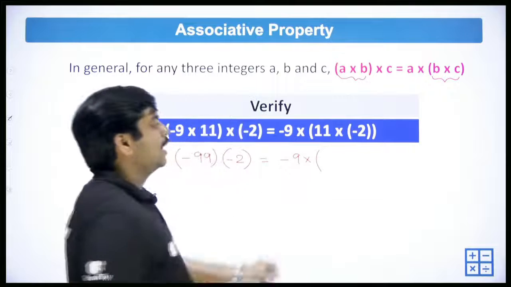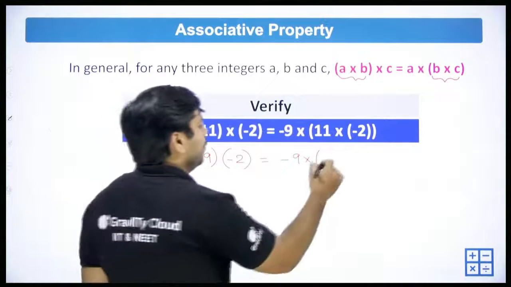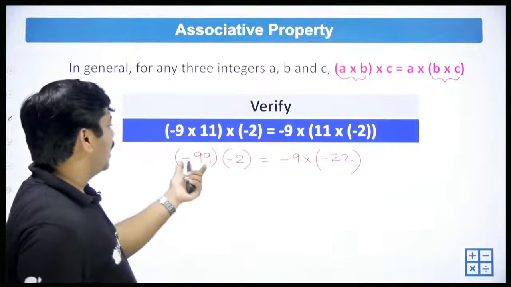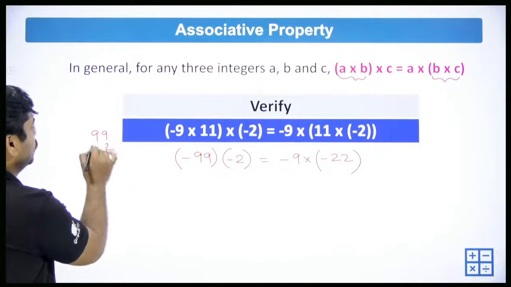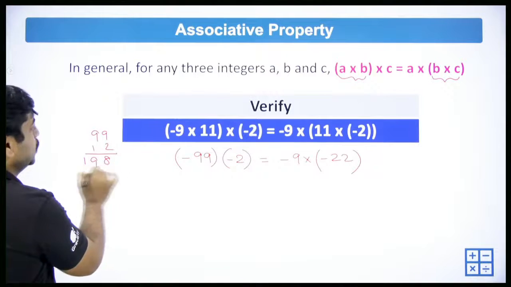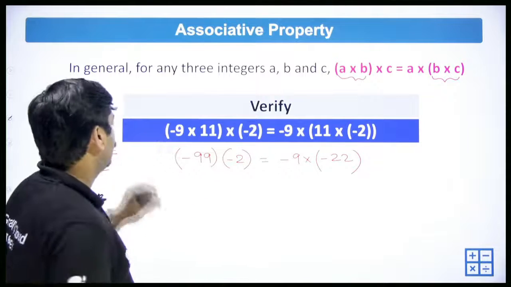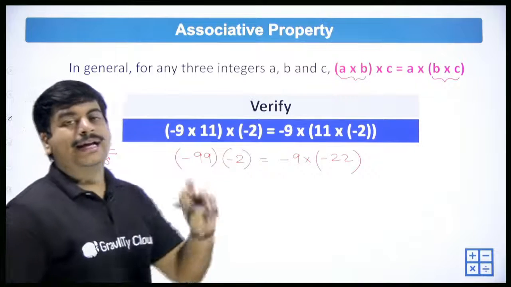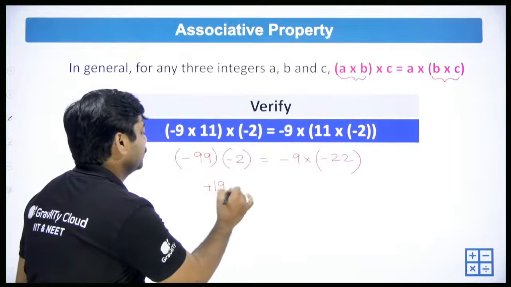The other way, minus 9 into (11 into minus 2). The first one is 11 into minus 2. 11 twos are 22 with negative, minus 22. Now, 99 into 2. What is 99 into 2? 9 twos are 18, 9 twos are 18, so 198, correct? 99 into 2 is 198. Negative into negative is positive, so it becomes plus 198.